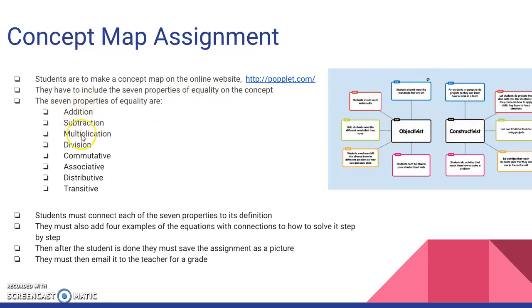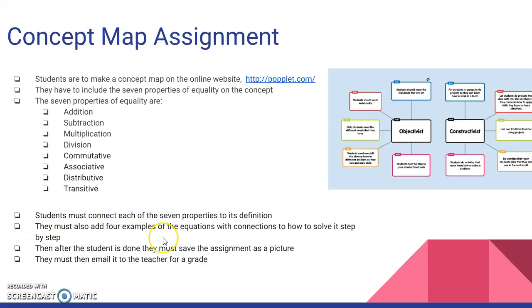these are the 7 definitions they must include: addition, subtraction, multiplication, division, commutative, associative, distributive, transitive. Those are the vocab words, and the vocab word goes right here. Those are the connection to the definition of that vocab word. Students must connect each of the same properties to its definition.